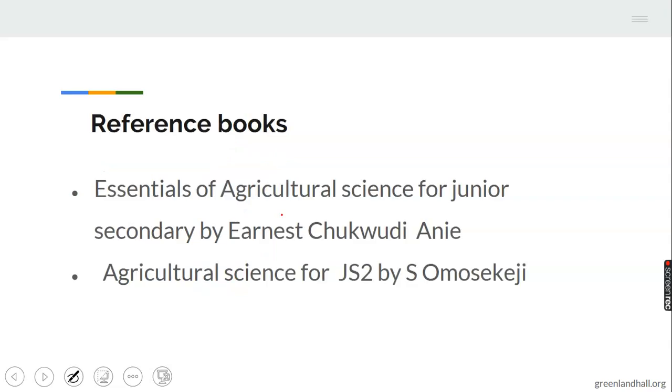I will encourage us to pick up these textbooks as reference books. Go through them for more information on the topic fishery: Essentials of Agricultural Science for Junior Secondary by Ernest Chukwudi Ani, and Agricultural Science for JSS2 by X Omosekkeji.